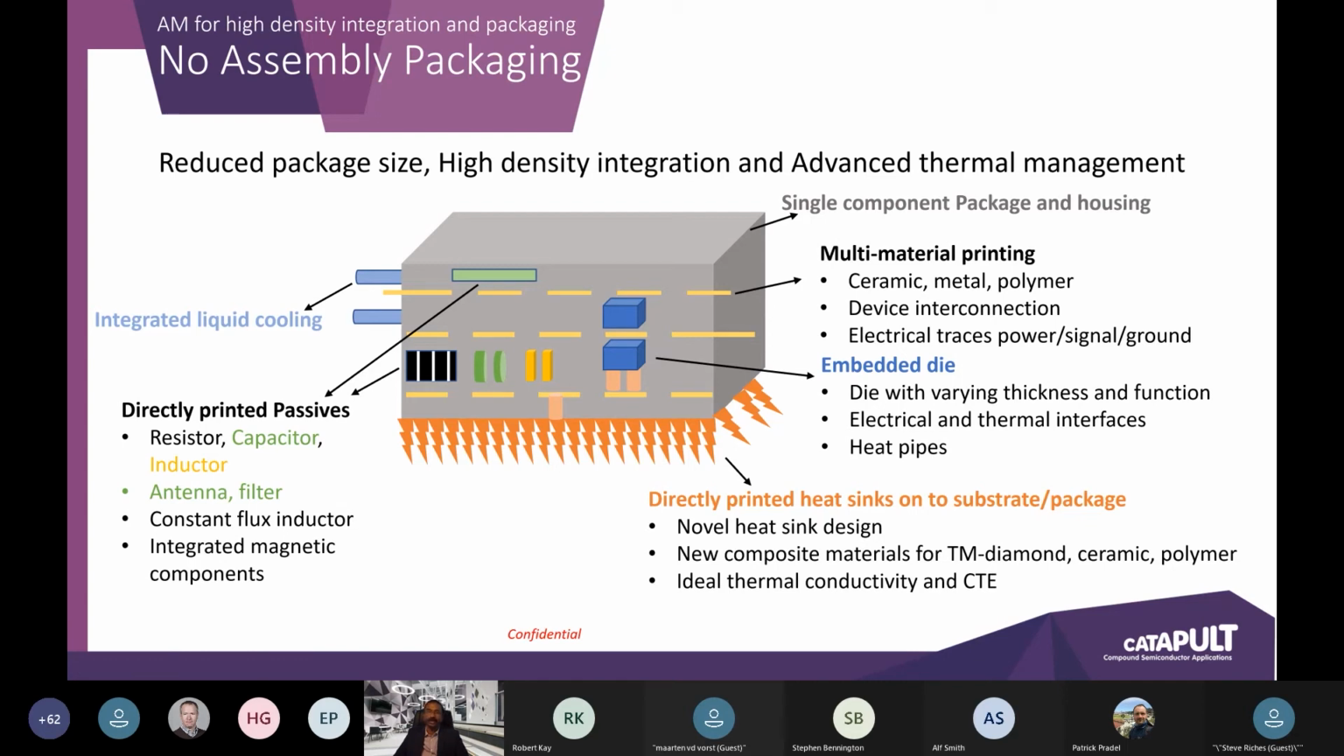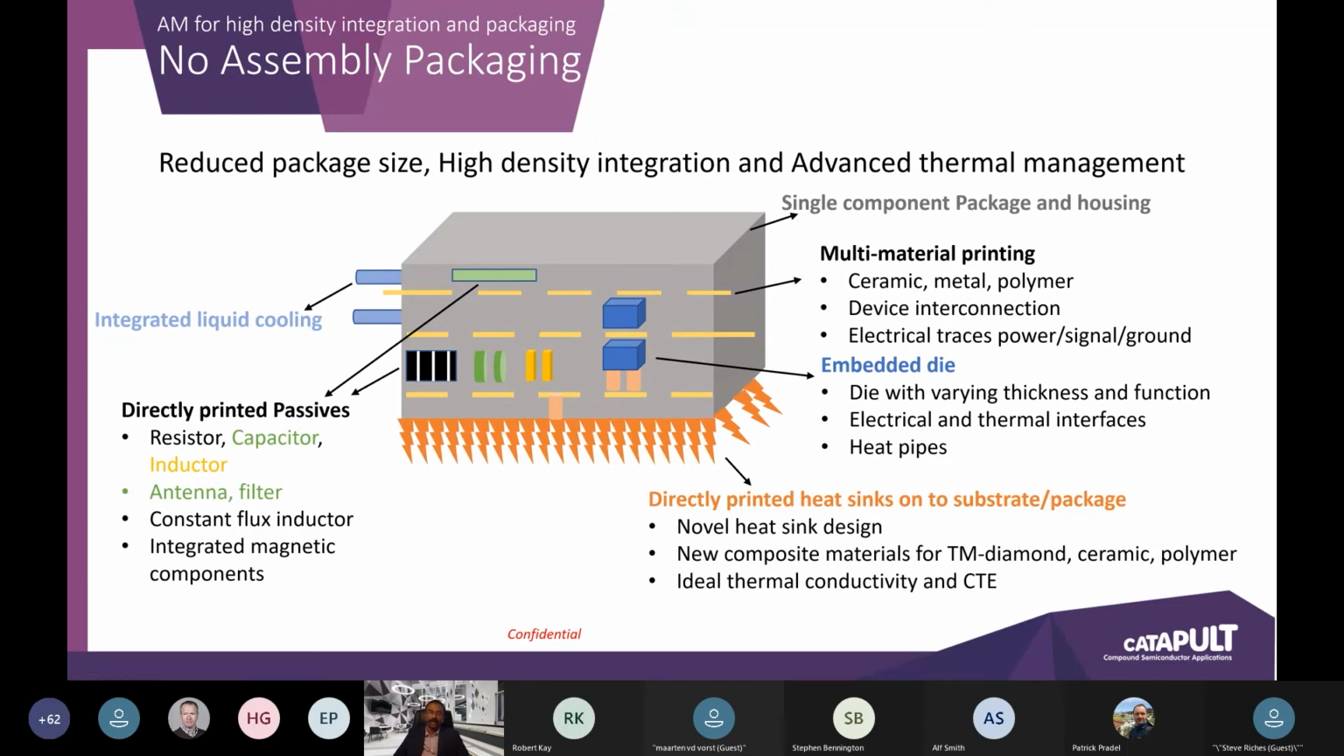What we are looking for is a single component package that can be used both as housing and the package itself. Another key challenge will be multi-material printing. In packaging, we are using different kinds of material based on their properties, such as ceramics, metals, and polymers. And also the device interconnection. That means how do we connect two dies that are embedded in the package, for example through copper wires, which can be used for both thermal management and electrical interconnects.